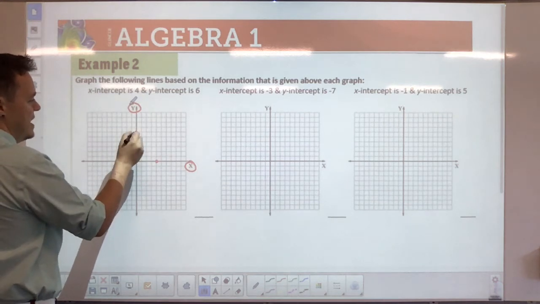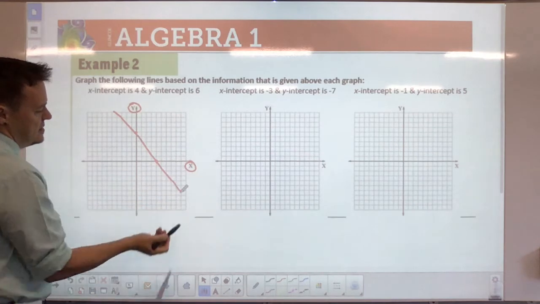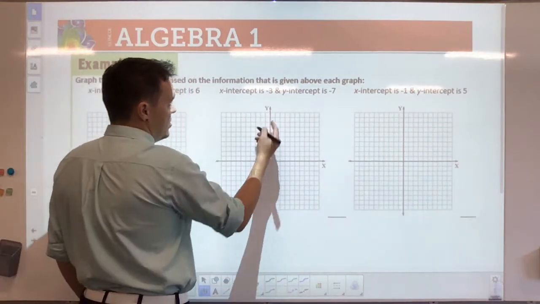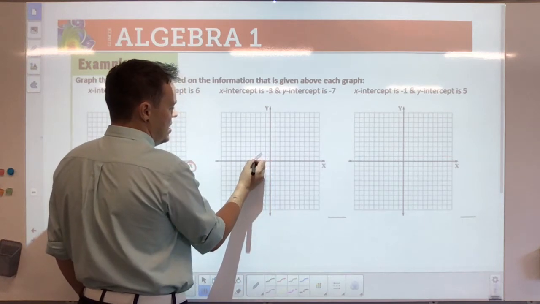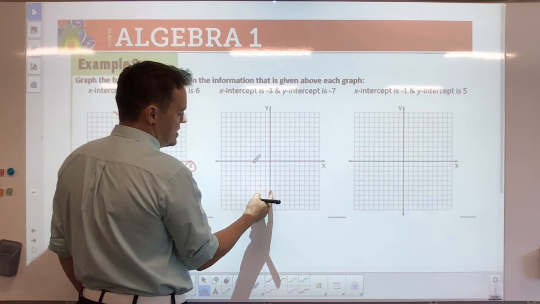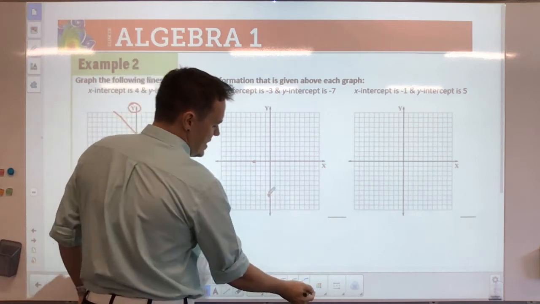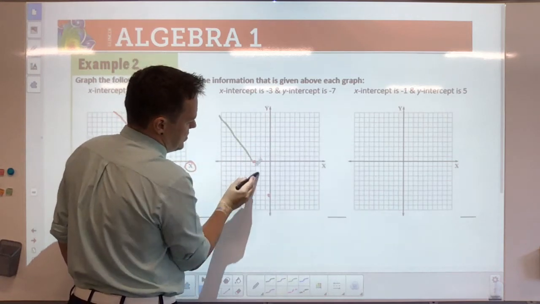And then I'd want you to graph the line. You just connect the dots together. And then over here, the y-intercept is 4. Dots, just like that. This one here, the x-intercept is -3: 1, 2, 3. The y-intercept is -7: 1, 2, 3, 4, 5, 6, 7. And then you would connect the dots there. Knowing that functionality, simple as that.